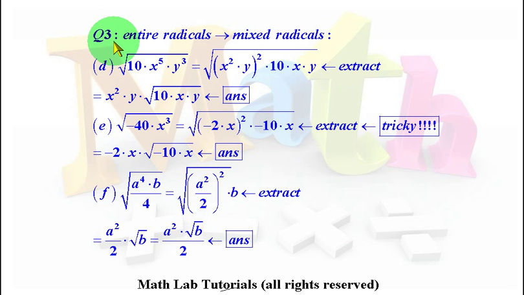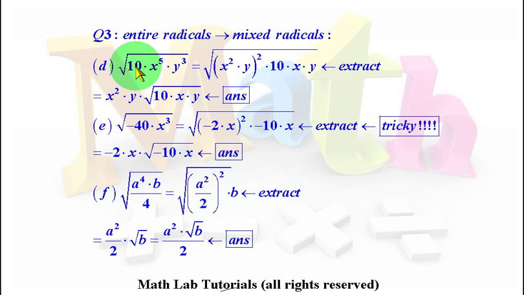Again, for question 3, we're going to be converting from an entire radical to a mixed radical. So let's look at D. We have the square root of 10 times x to the power of 5 times y cubed. Again, we're going to do the same sort of thing we did before. Open up a big square root, open up an empty bin, raise to the power 2.